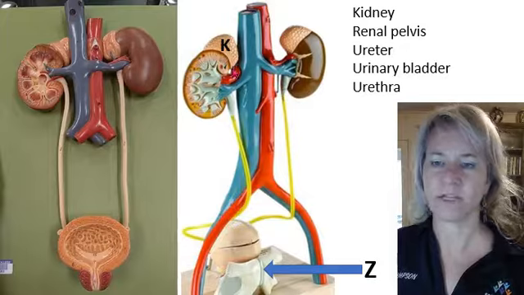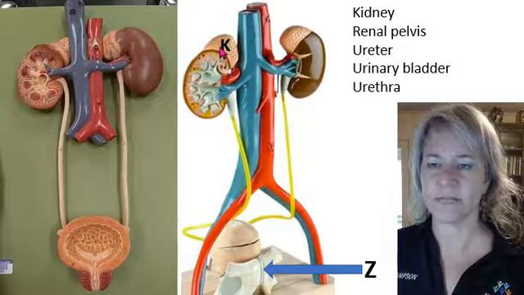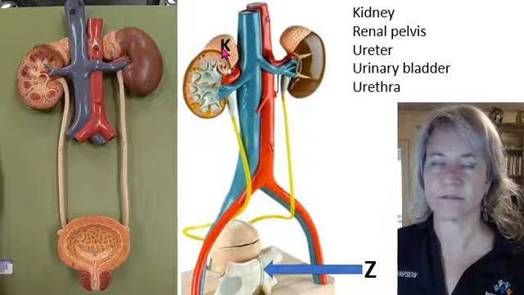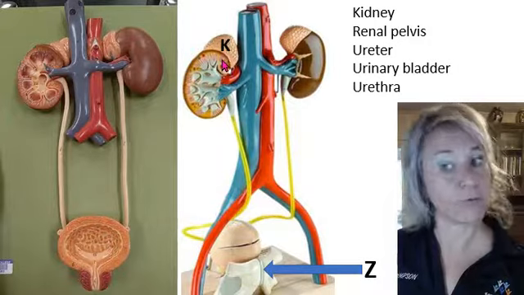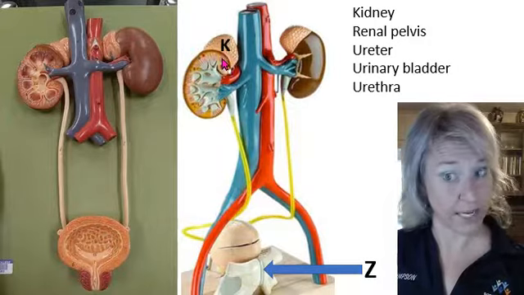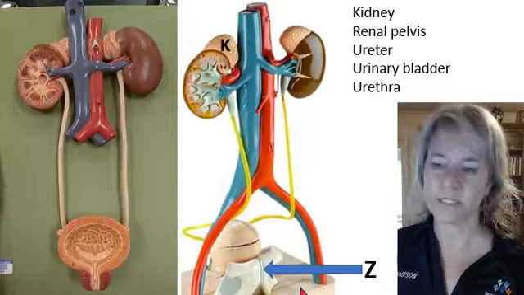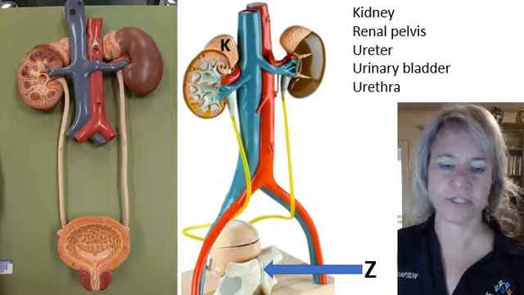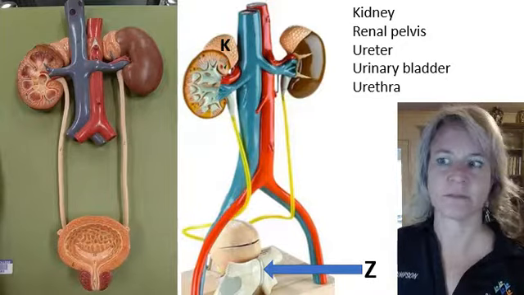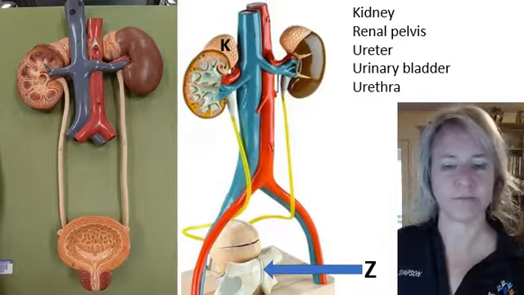What is the name of the gland that sits on top of the kidney? And name a hormone that comes from that gland. What is the name of this structure? We learned that in the very first video, terminology.